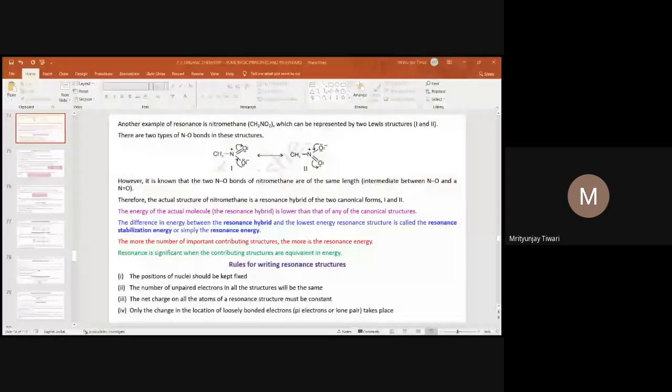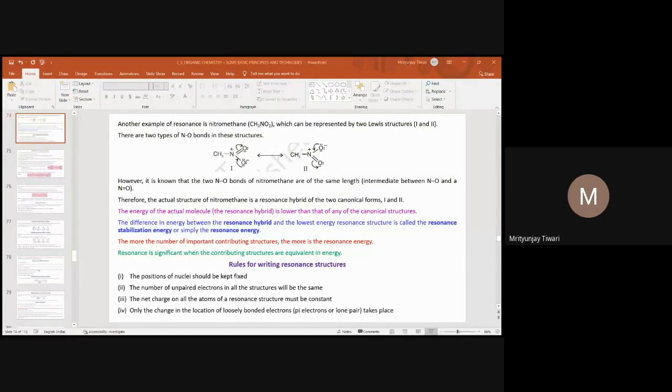Depending on which structure will be more stable, how will we identify which structure, out of the different resonating structures, will contribute the most, and what their order of contribution is? We can determine it when we know the relative order of their stability. So the issue is how to determine the relative order of the stability of different resonating structures.